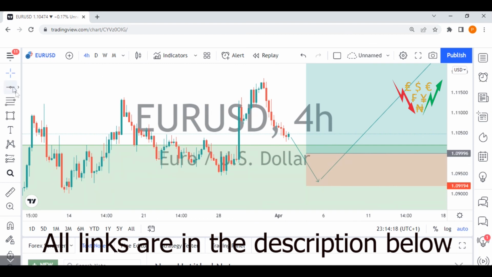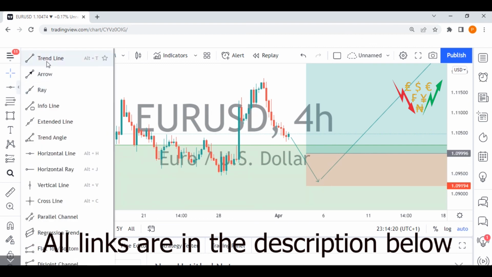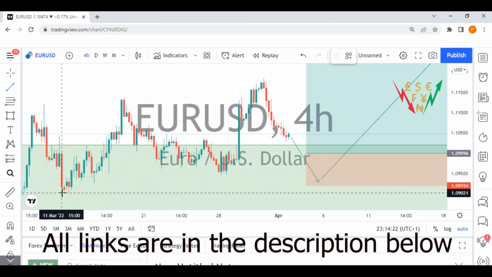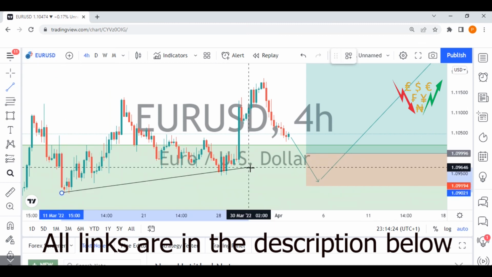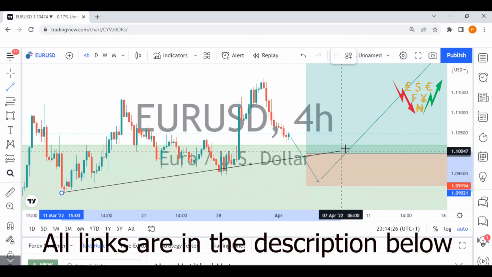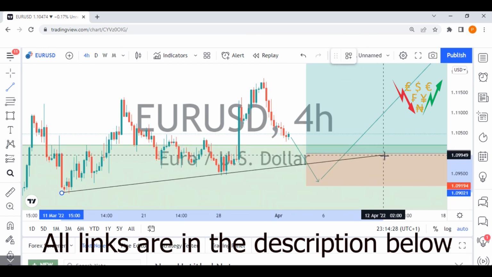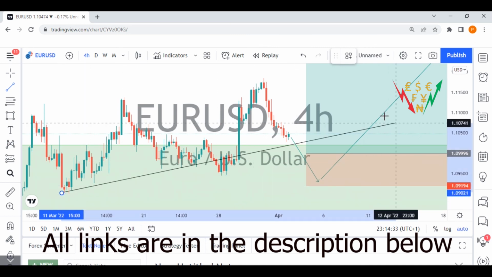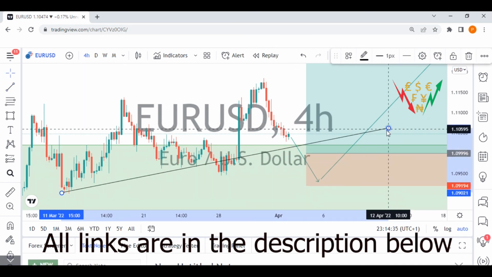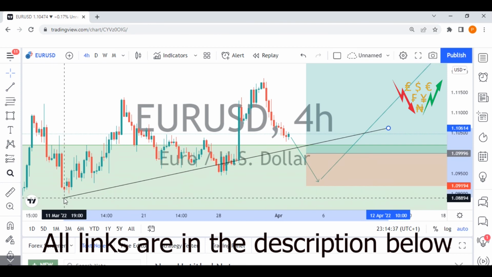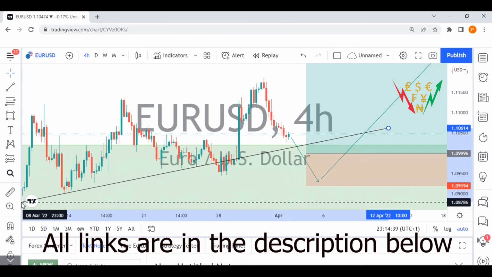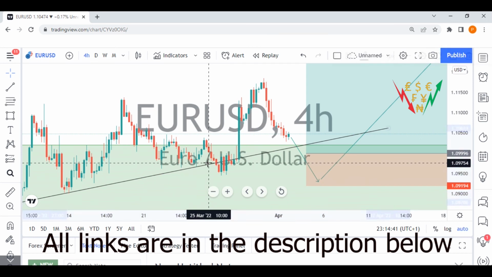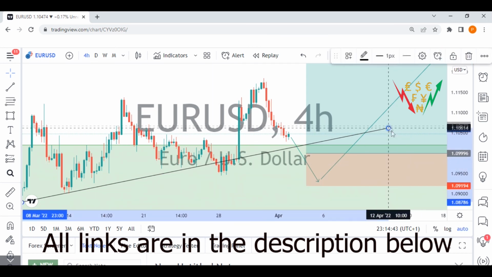So let me see if I can add a trend line, but guys, I'm not very good at using trend lines, but let's see what can happen here. Now this is not too perfect. This is not too perfect. This is not too perfect, but let's see. I told you guys I'm not very good at trend lines.